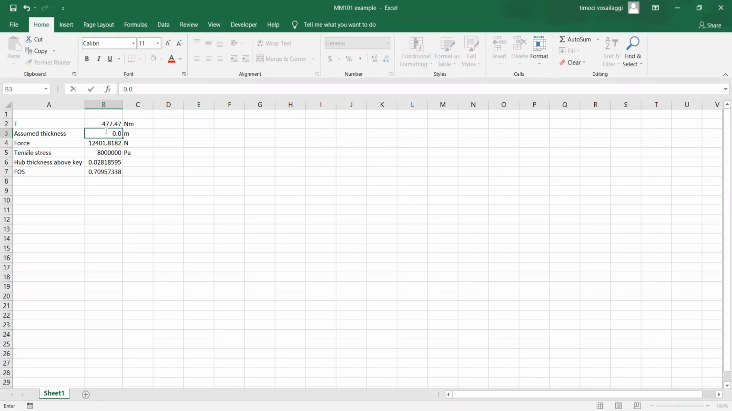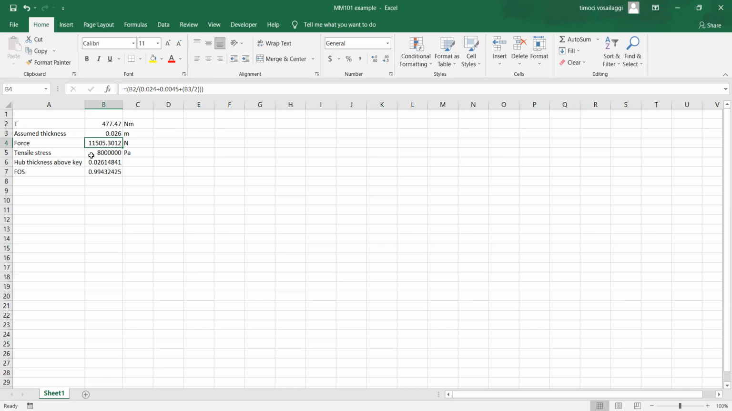Now let's say my assumed thickness is 25 millimeters. It tells me that the ideal hub thickness will be 26 millimeters, and the factor of safety will be 0.9, so almost 1. So I need to increase the thickness a little bit more. Let's go 0.026. It tells me that the ideal hub thickness is 0.026 as well, and the factor of safety is pretty much 1, almost 1.